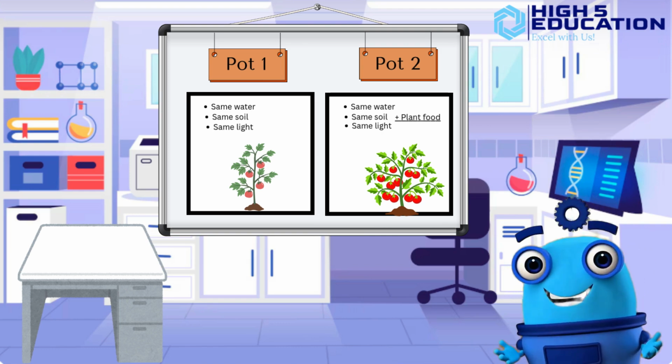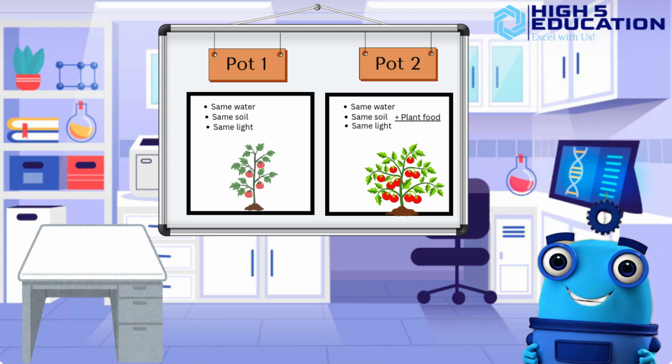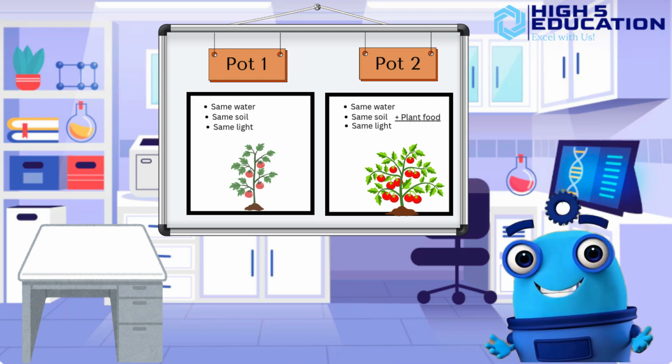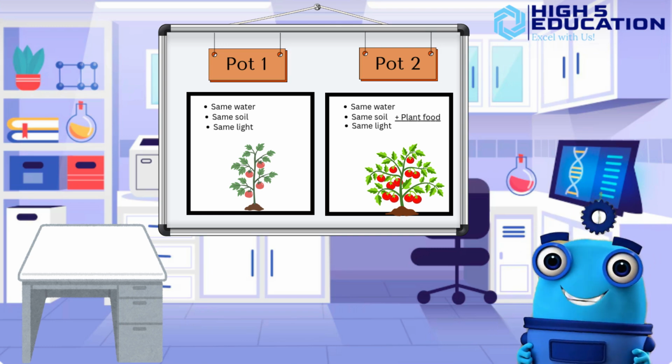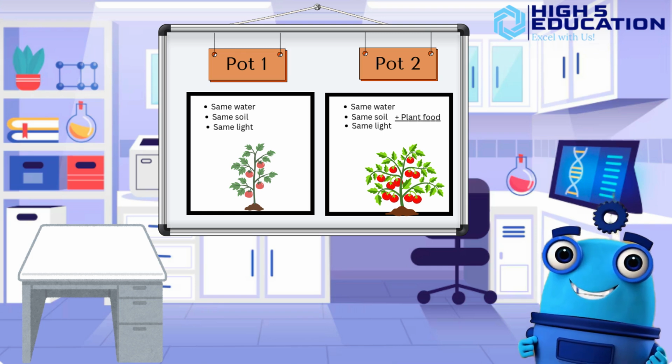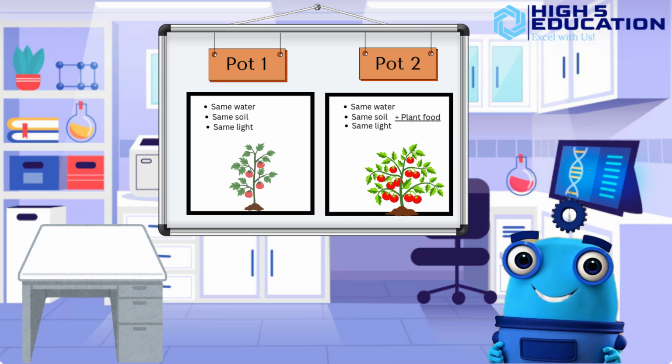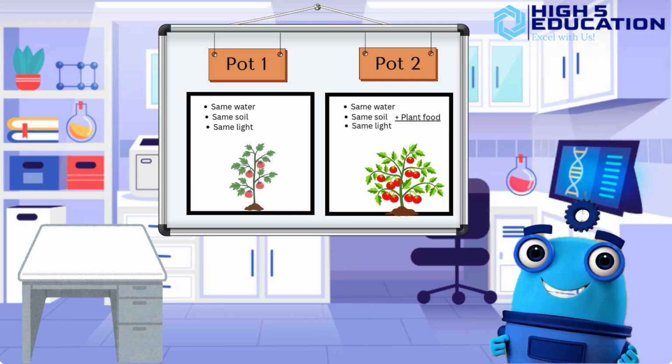Today, we will be discussing experiments. But before that, I want you to observe the two plants here on the board, labeled Pot 1 and Pot 2. These tomato plants were given the same amount of water, soil, and sunlight. However, one of them was given plant food, while the other one was not.